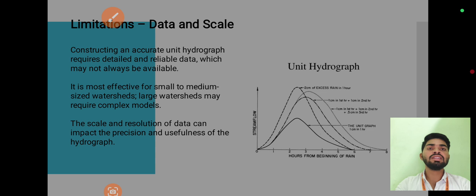Limitation: data and scale. Construction and application of a unit hydrograph require detailed and reliable data, which may not be available. It is most effective for small to medium sized watersheds. Large watersheds may require complex models. The scale and resolution of data can impact the prediction and usefulness of the hydrograph.